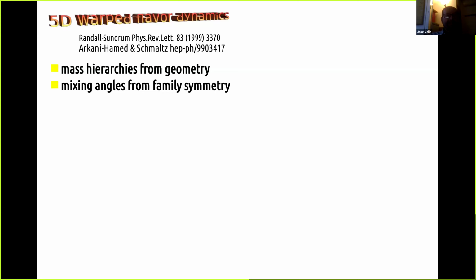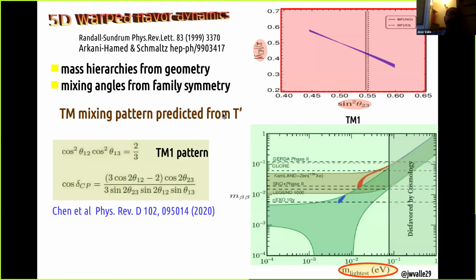What I can do as a phenomenologist, and we did, was a simpler problem, namely to show that the imposition of family symmetry in a warped flavordynamic scenario is consistent. It's consistent mathematically, consistent with Einstein's equation, and consistent and predictive. In fact, for this particular construction, we took the double-prime family group, which is just the double cover of A4, and we showed that we can have very simple analytical predictions for the neutrino mixing parameters that you can see here, which was known before.